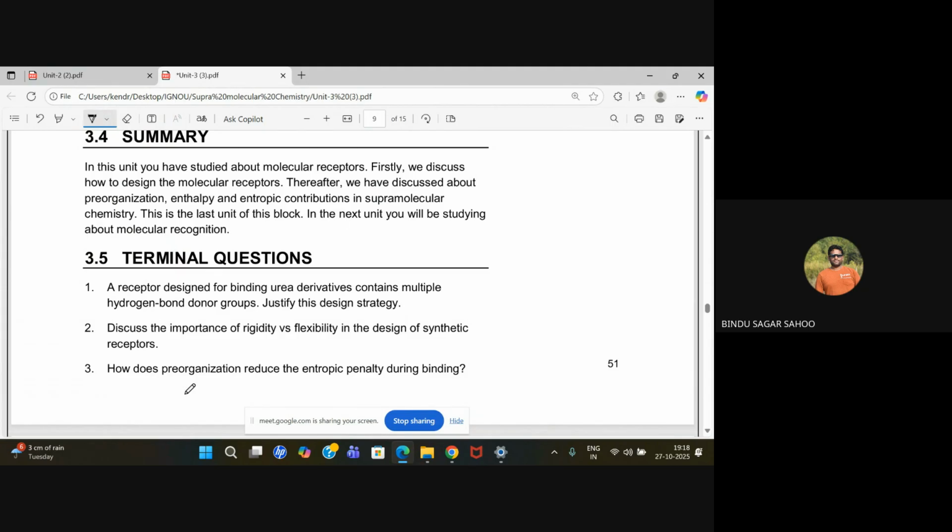How does pre-organization reduce the entropy penalty? When the host molecule is initially more pre-organized, after interaction with the guest molecule it doesn't increase the randomness inside the system, because initially the host molecule is a stable complex. So the entropy cost will be less if the pre-organization nature of the host molecule is more.